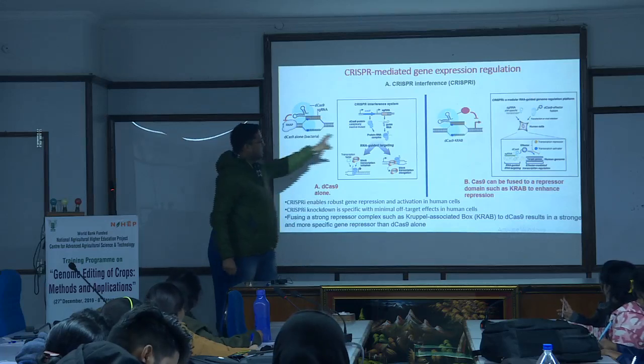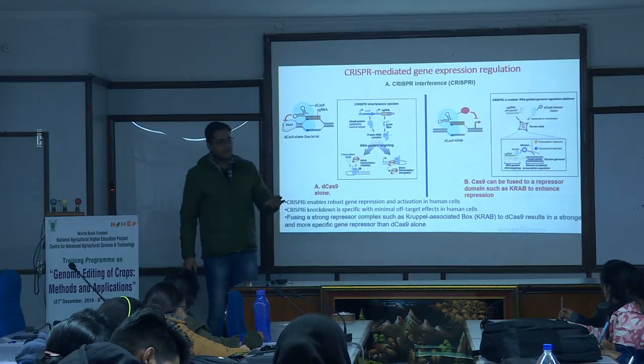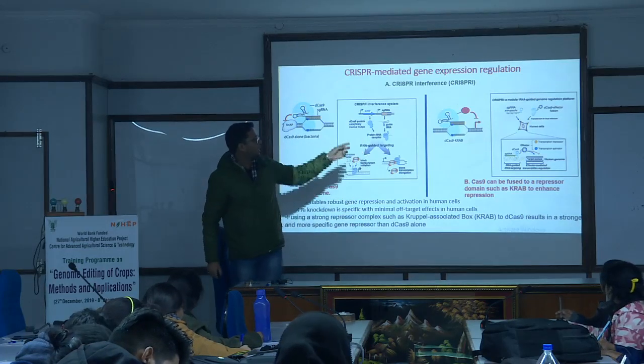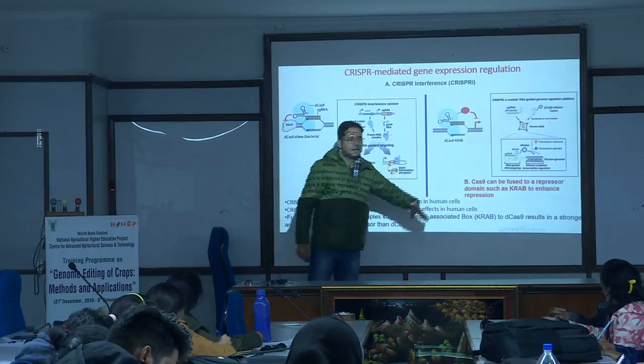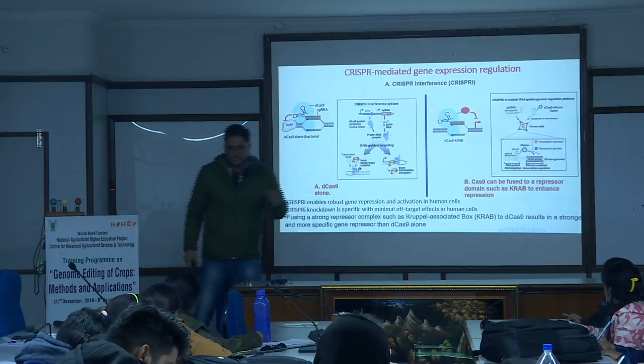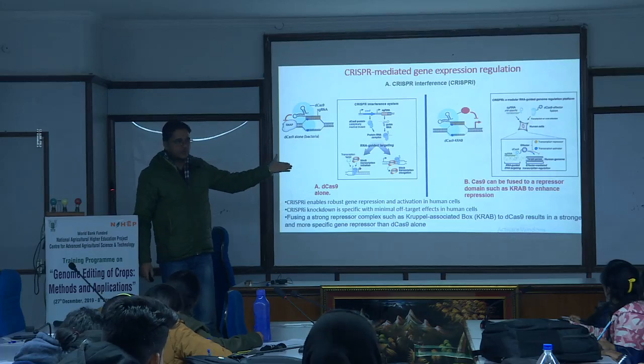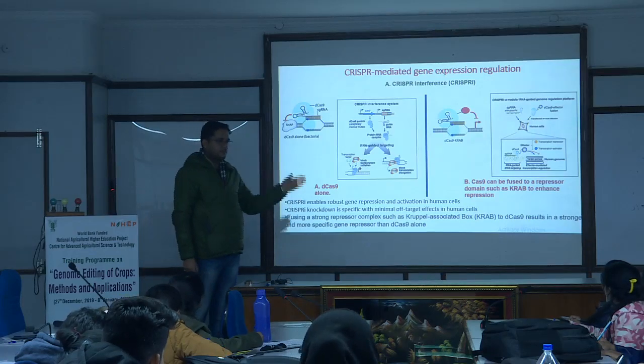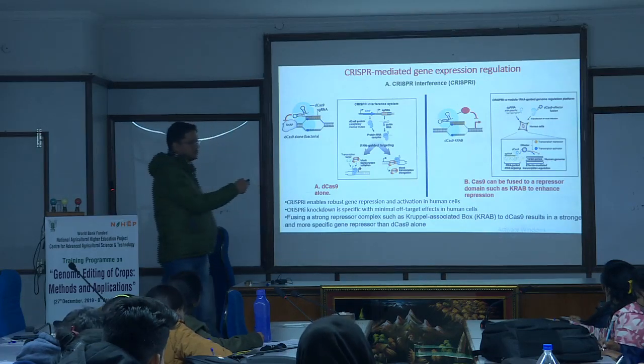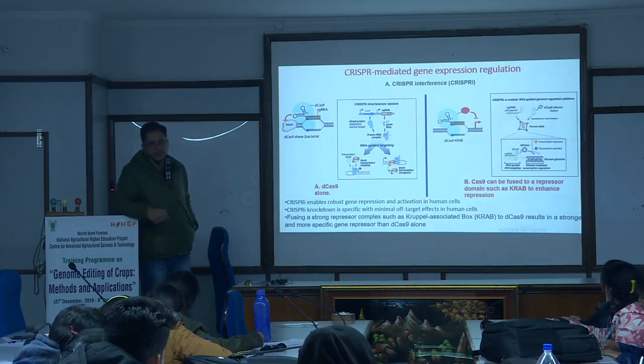Dead Cas9 is binding to the site. Anyway, it is hindering the binding of your polymerase. But the activity of the repressor is further increasing the activity of this particular cassette. Okay, further repression is now added. One step more repression is added. So this ensures that the gene is completely repressed.